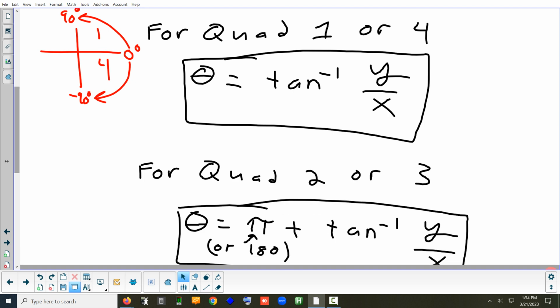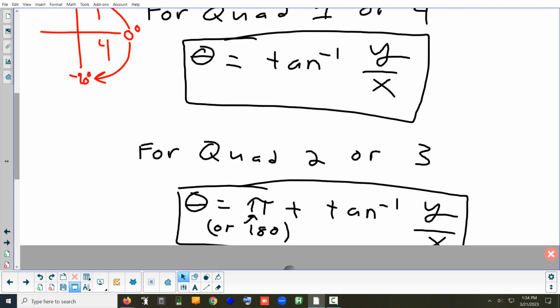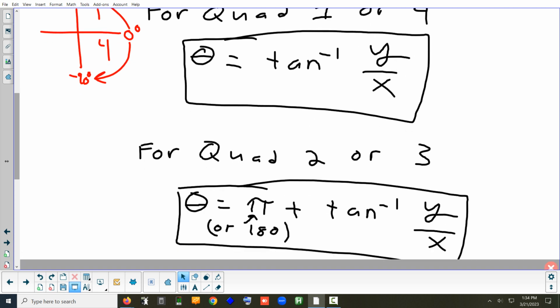So we've got to adjust this formula if we're not in quadrants 1 and 4. Not a huge change to it. All you have to do is add 180 if you're working in degrees, or pi if you're working in radians. That's the change to how you find the angle if you're in quadrants 2 or 3. Don't add 180 if you're in quadrants 1 or 4. You don't do that.